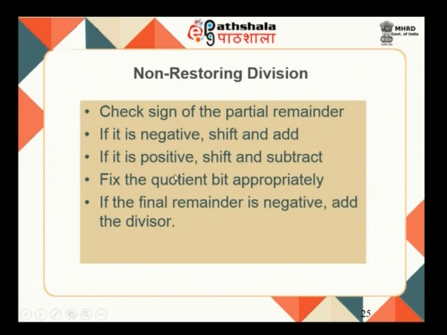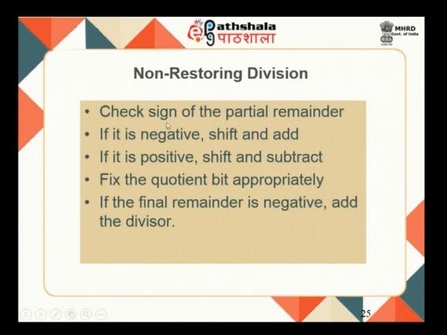If the result is positive, then we do not have to do a restoration operation at all. So, you straight away go in for a shift operation, which will give you twice the value and then do a subtraction operation and accordingly you will have to fix the quotient bit. So, if it is a positive result, you fix a quotient bit of 1, if it is a negative result, you fix a quotient bit of 0. And finally, if the remainder is negative, you know that you have to add the divisor.